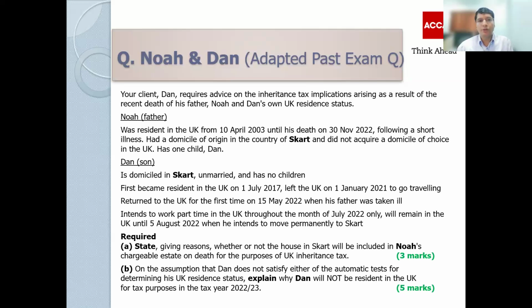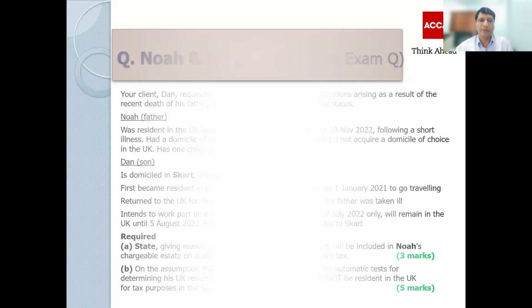Although he was not domiciled in the UK, because the question is clearly telling us that he had a domicile of origin in the country SCART, he was a SCART domicile, and he did not acquire a domicile of choice in the UK. Even then, under the long-term residency rule, he was treated as deemed domicile for the purpose of UK tax and for the purpose of UK inheritance tax. So let's look at the answer briefly.